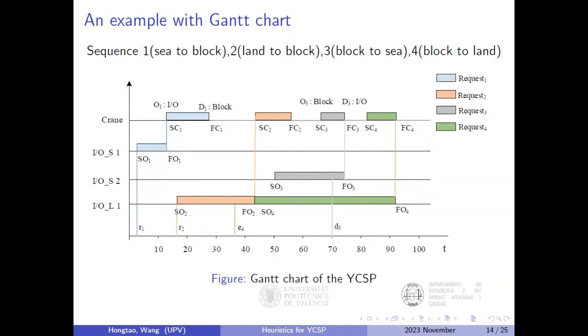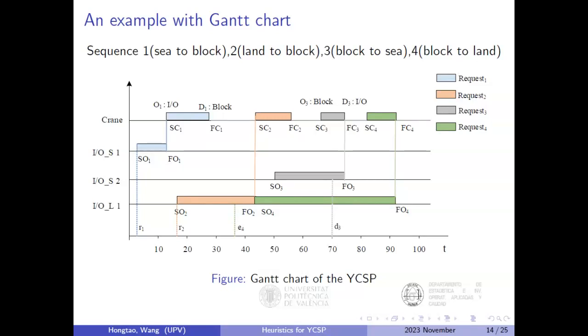Here is a Gantt chart of the yard crane scheduling problem. Here we have 4 requests, request 1 to request 4. The first one is our storage container. It needs to be sent from the sea side to the yard block. So we have 3 input-output points, 2 in sea side, S1, S2, and 1 in land side, L1. So for the first one, it's the same.